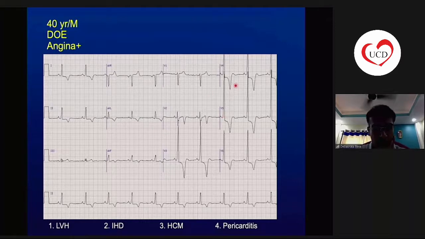Whenever we see this, we know that this patient might have apical hypertrophic cardiomyopathy.